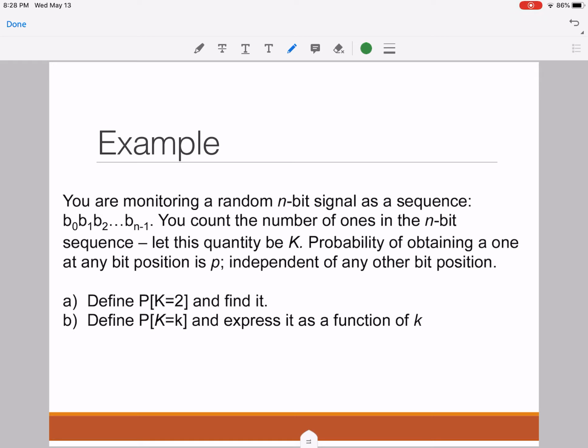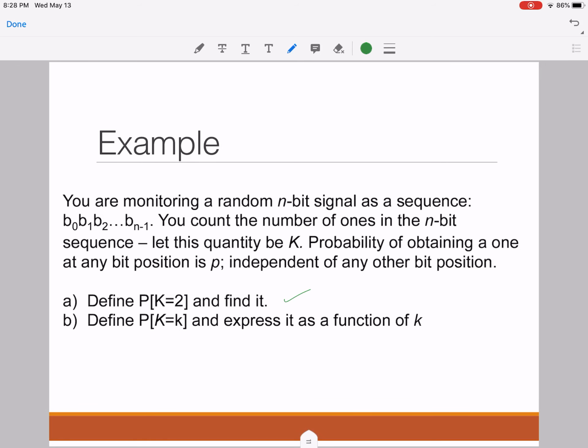Define probability of k equals 2 and find it, and then define probability of k equals small k and express it as a function of k. Please pause your video here and try to find the probability that k is equal to 2. Let me define what probability of k equals 2 means: it is the probability of getting any sequence that has exactly 2 ones, where the probability of a bit being 1 is p, independent of any other bit position. As a hint, please use independent trials. You can unpause your video once you're ready.